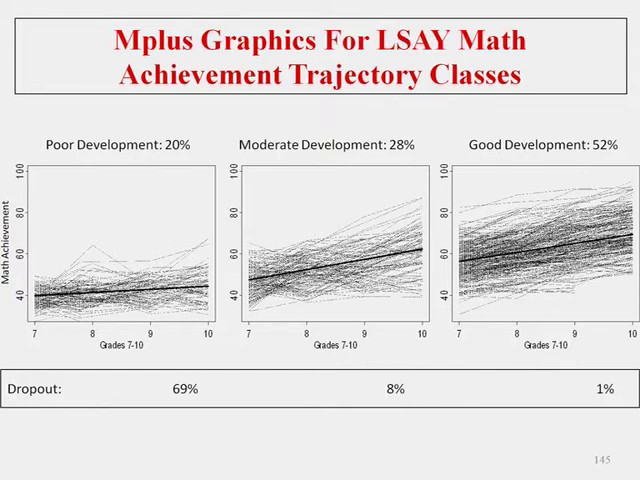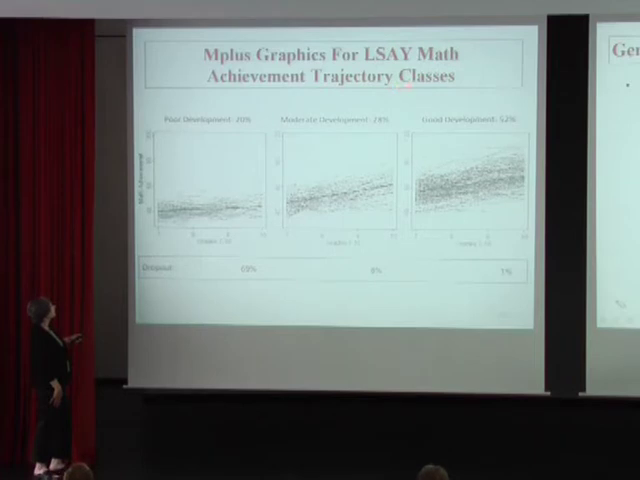So here we have our LSA math achievement. We looked at that earlier. And we have three trajectory classes as shown up here. We have the poor development class, a moderate development class. Poor development is 20%, moderate 28%, and then a good development class, which is the majority of people. So if we look here on the y-axis, we have math achievement. The x-axis is time. It's grades 7, 8, 9, and 10.